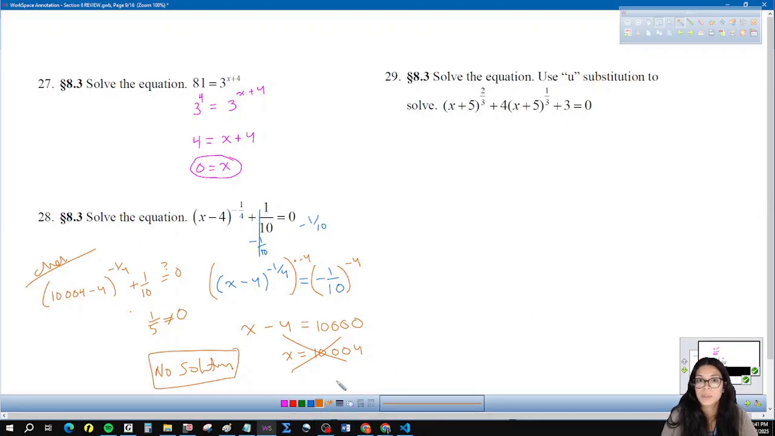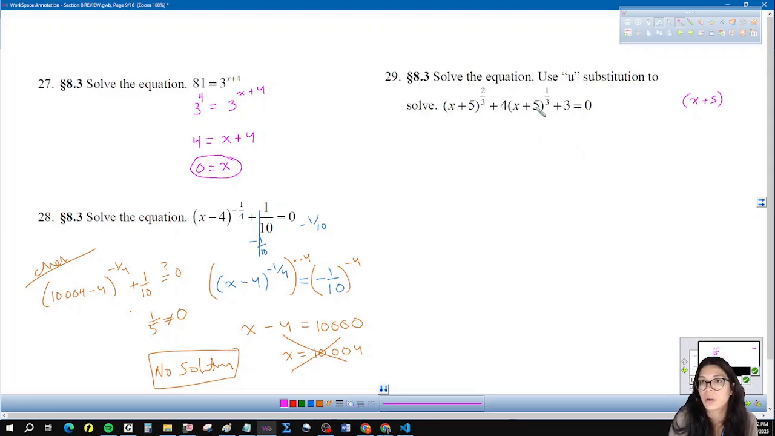Okay, number 29. All right, we need to use U substitution to solve this one. And I can kind of tell that because we have a pretty complex equation here, where we have the same x plus 5 raised to the power first 2/3 and then 1/3. So I want to use U substitution, which makes it so that I have a quadratic equation.